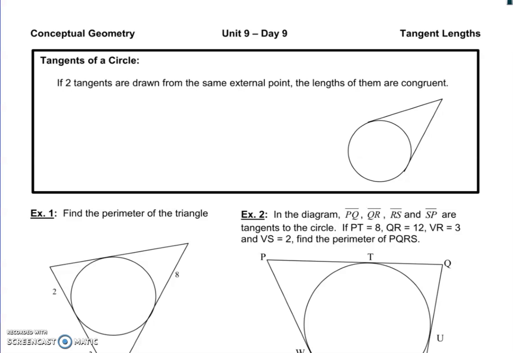All right, conceptual geometry, unit 9, day 9. This theorem is very simple. We like to use this when we have a circle that's inscribed in a triangle. And it simply says if two tangents are drawn from the same external point, the lengths of them are congruent. Really simple. Those two pieces are congruent.